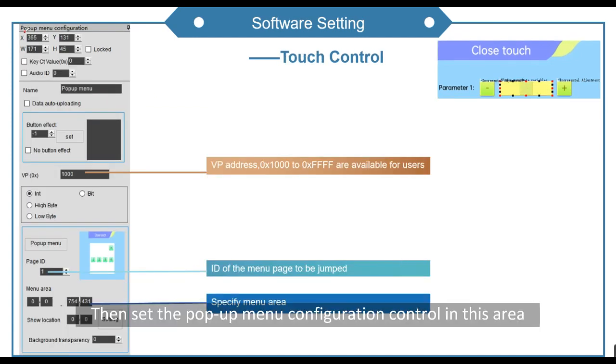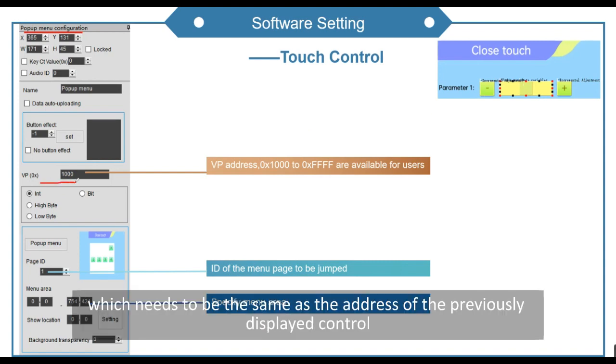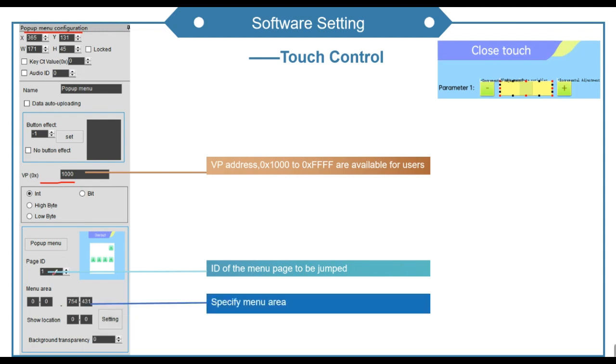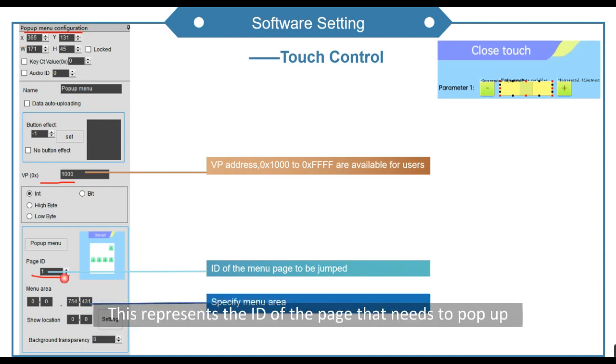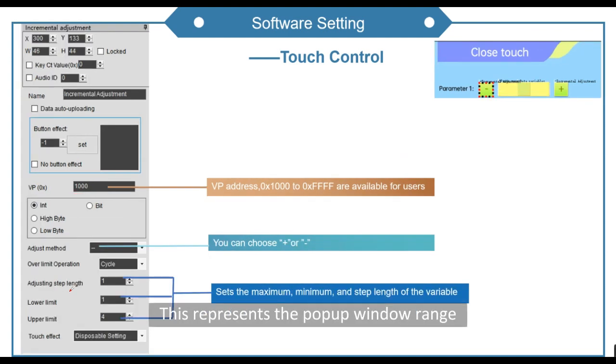Then set the pop-up menu configuration control in this area. This is the VP address, which needs to be the same as the address of the previously displayed control. This represents the ID of the page that needs to pop up. This represents the pop-up window range.